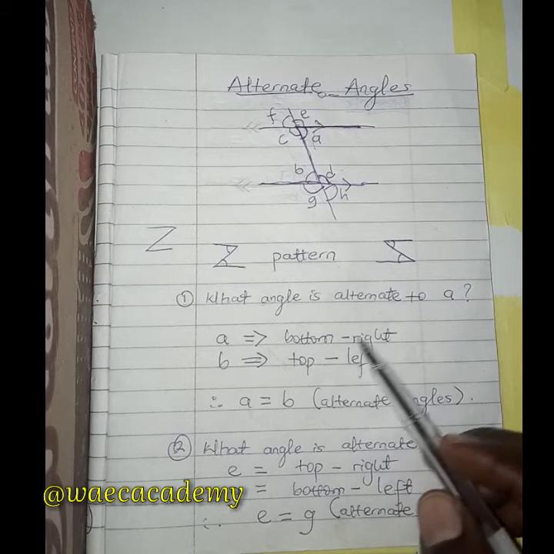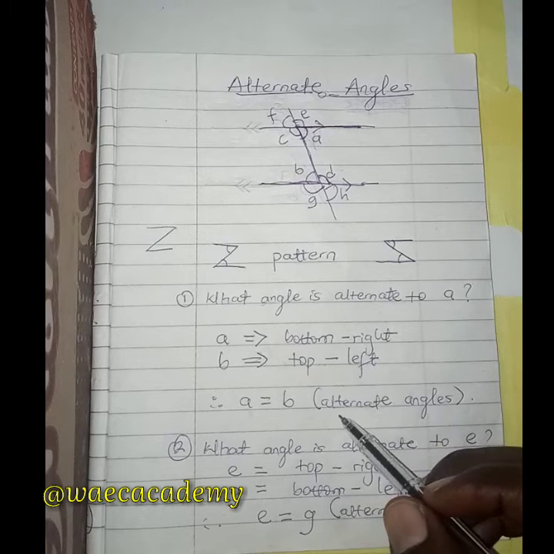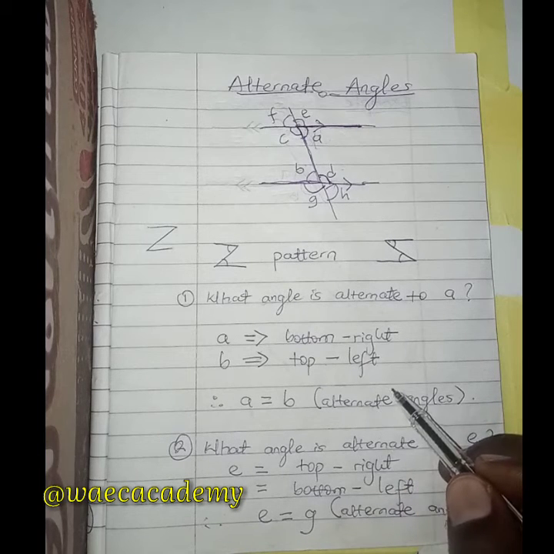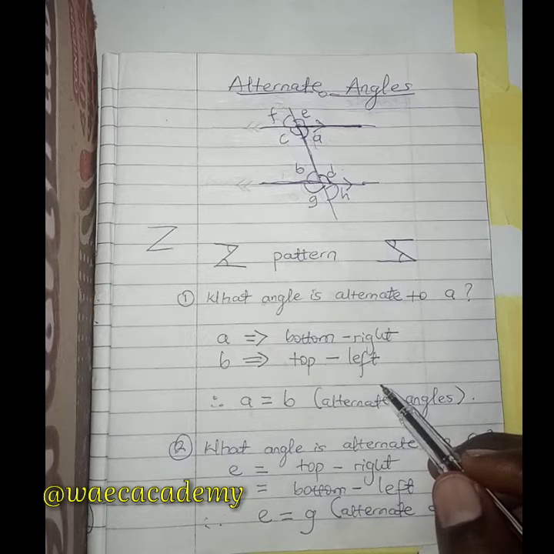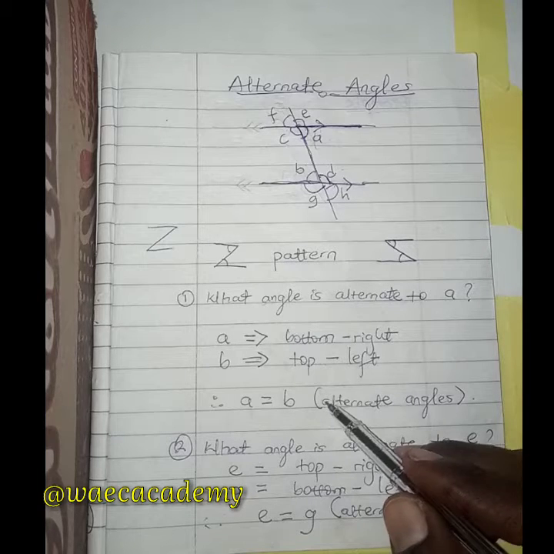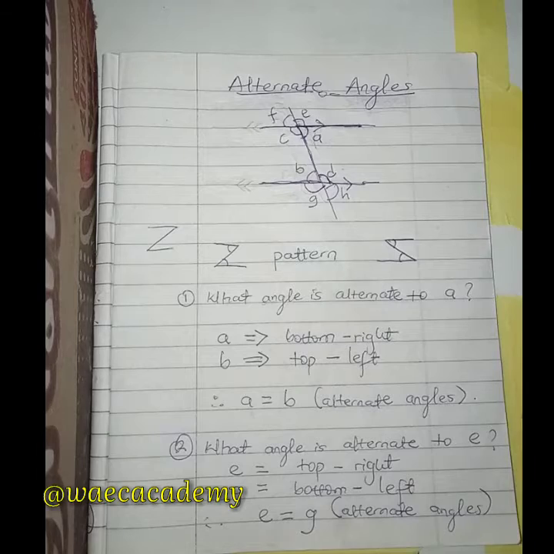So you have bottom right. What's the opposite of bottom? Top. What is the opposite of right? It is left. So the angle that is alternate to angle A is going to be on the top left of the other parallel line, top left. So let's try to look for that, okay?